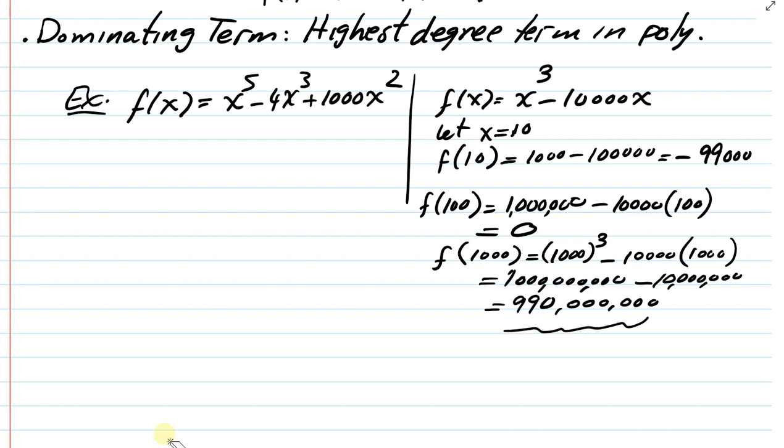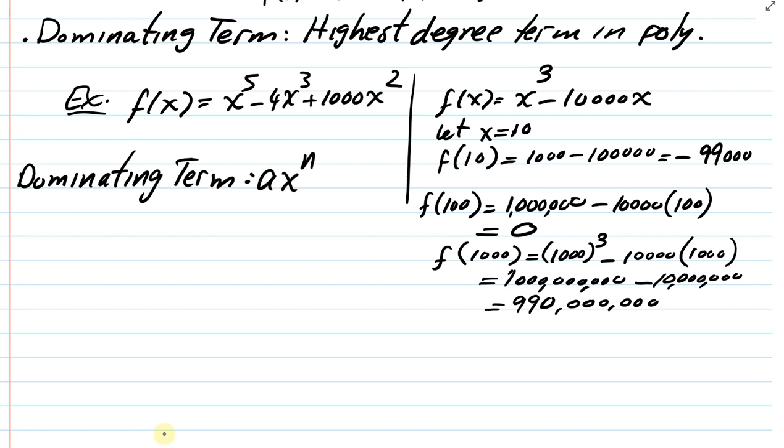The leading term, when the polynomial is in descending powers, dominates the end behavior of the polynomial. So how are we going to show this dominating behavior on the graph? Okay, so let's say we're talking about a dominating term in the form ax to the n.